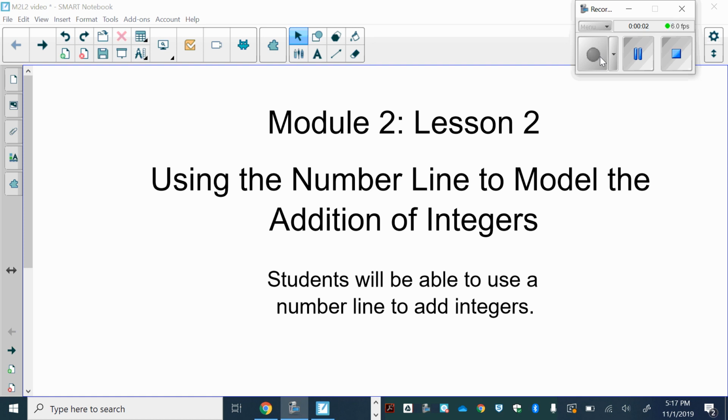Hi everybody. Today is lesson 2 of module 2. We're going to use the number line to model the addition of integers. Students will be able to use a number line to add integers.